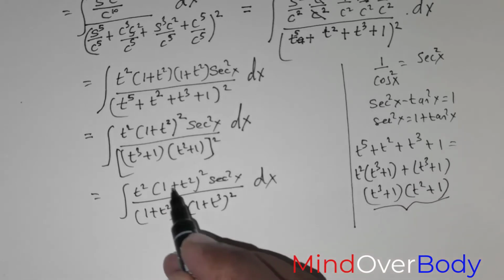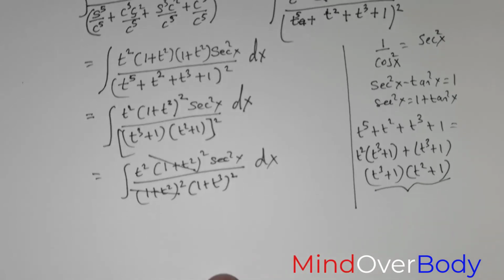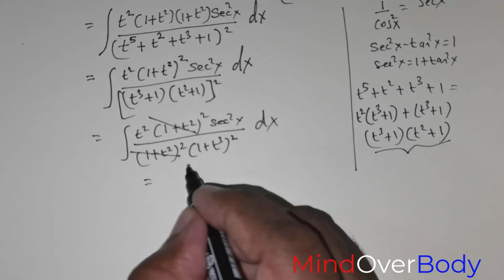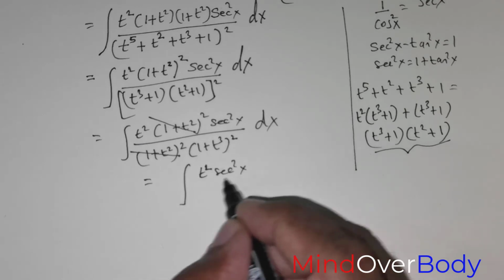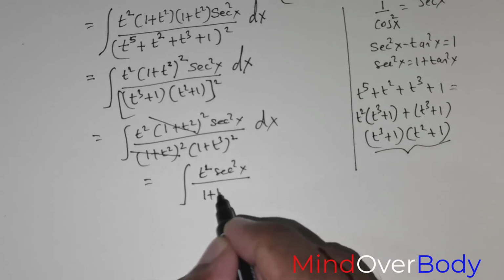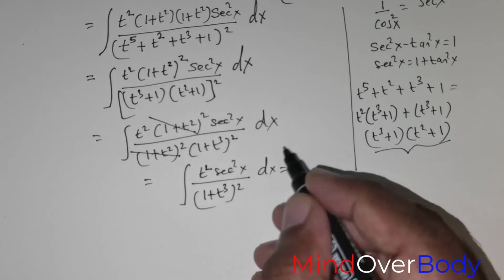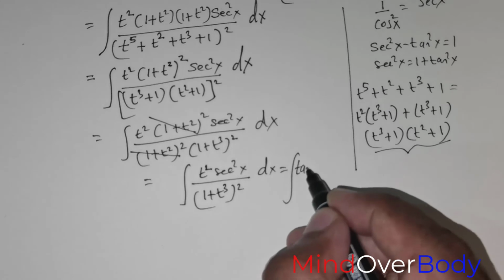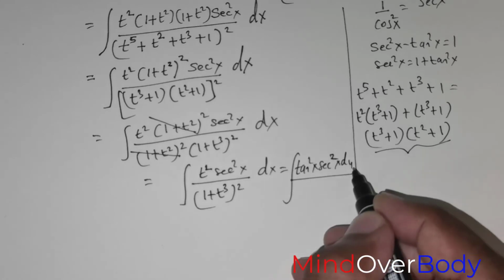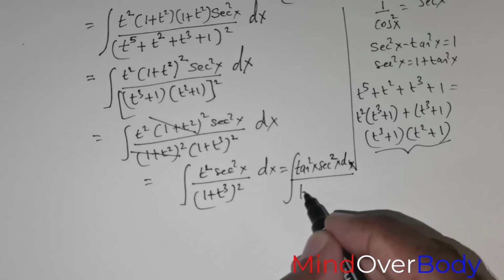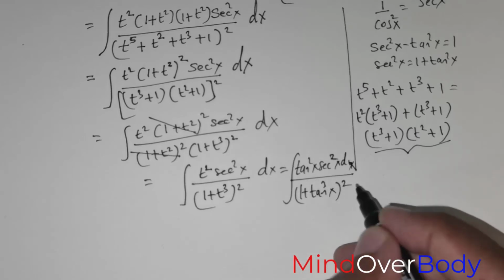Now 1 plus t squared raised to the power of 2 in the numerator and denominator can be cancelled. So this is equal to the integral of t squared times secant squared x divided by 1 plus t cubed raised to the power of 2 times dx. Now I can rewrite this as tan squared x secant squared x dx divided by 1 plus tan cubed x raised to the power of 2.